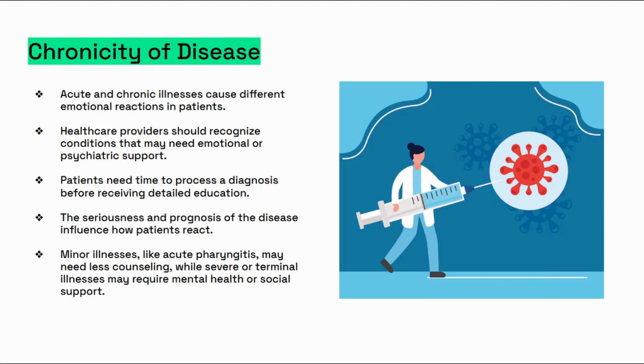Moving on from socioeconomic status, we're going to talk about the chronicity of disease. When working with patients, it's important to recognize that acute and chronic illnesses affect people differently. Acute illnesses tend to come on suddenly and may cause temporary distress, while chronic illness often brings long-term emotional and physical challenges. As healthcare providers, we need to be aware of conditions that may require additional emotional support or even psychiatric care during the education process.